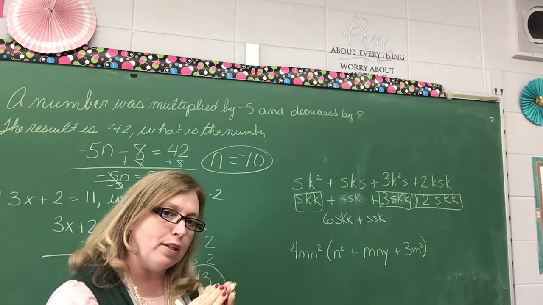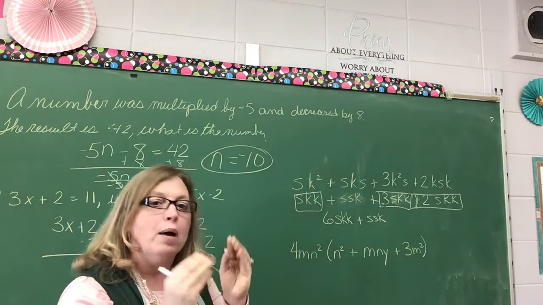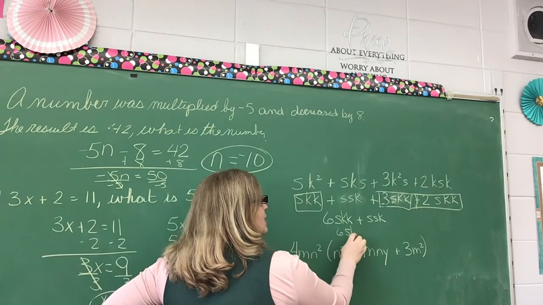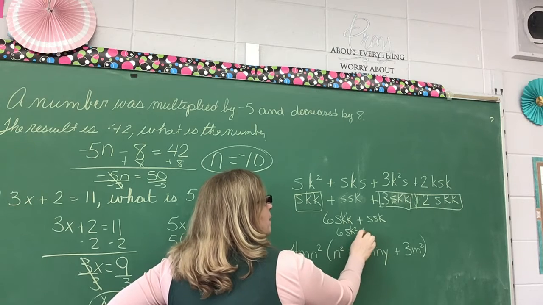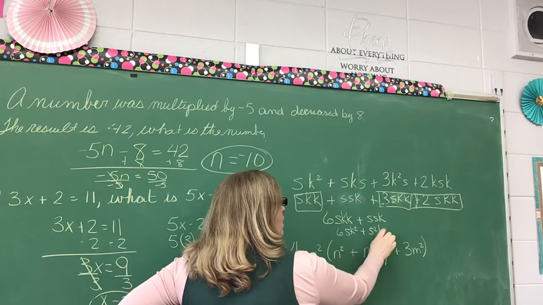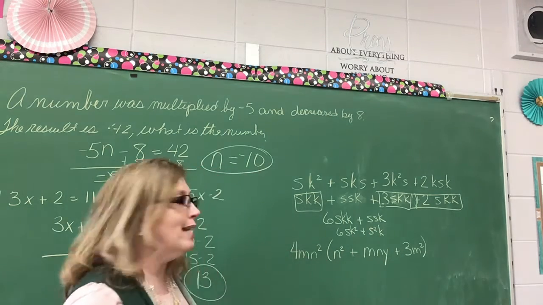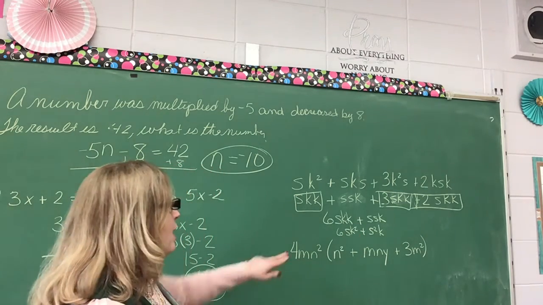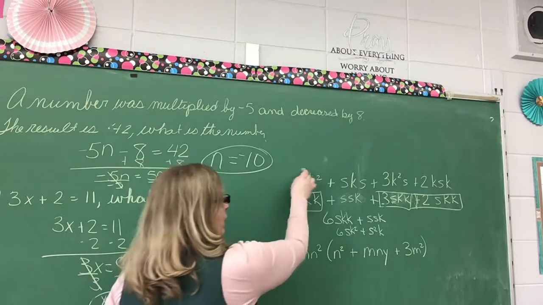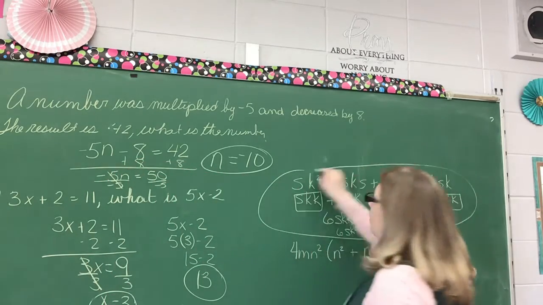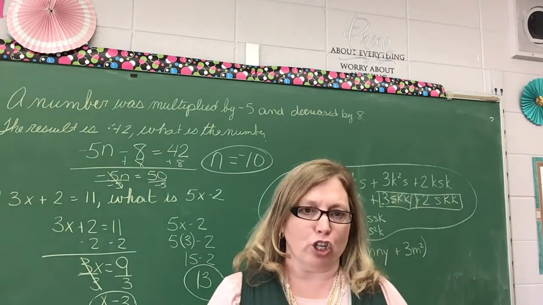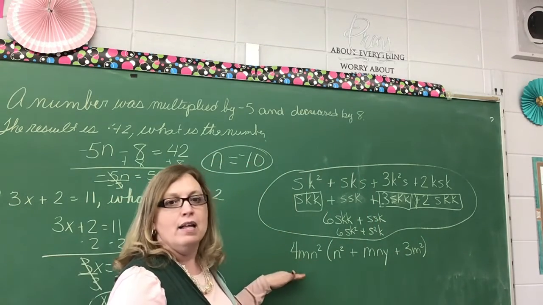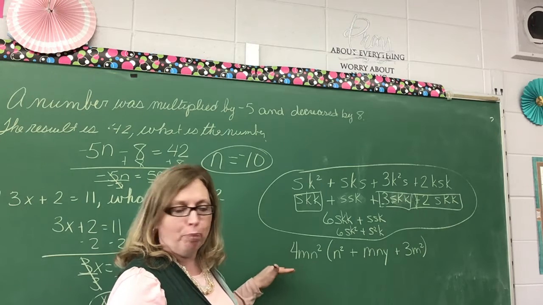Now I need to combine those back, not together, but the terms. This needs to say 6SK squared plus S squared K. All I did was say, oh, I have two K's, I need to put a 2 exponent, okay? This, by the way, this up here is called adding like terms or combining like terms. This is multiplying. This is using your distributive property.